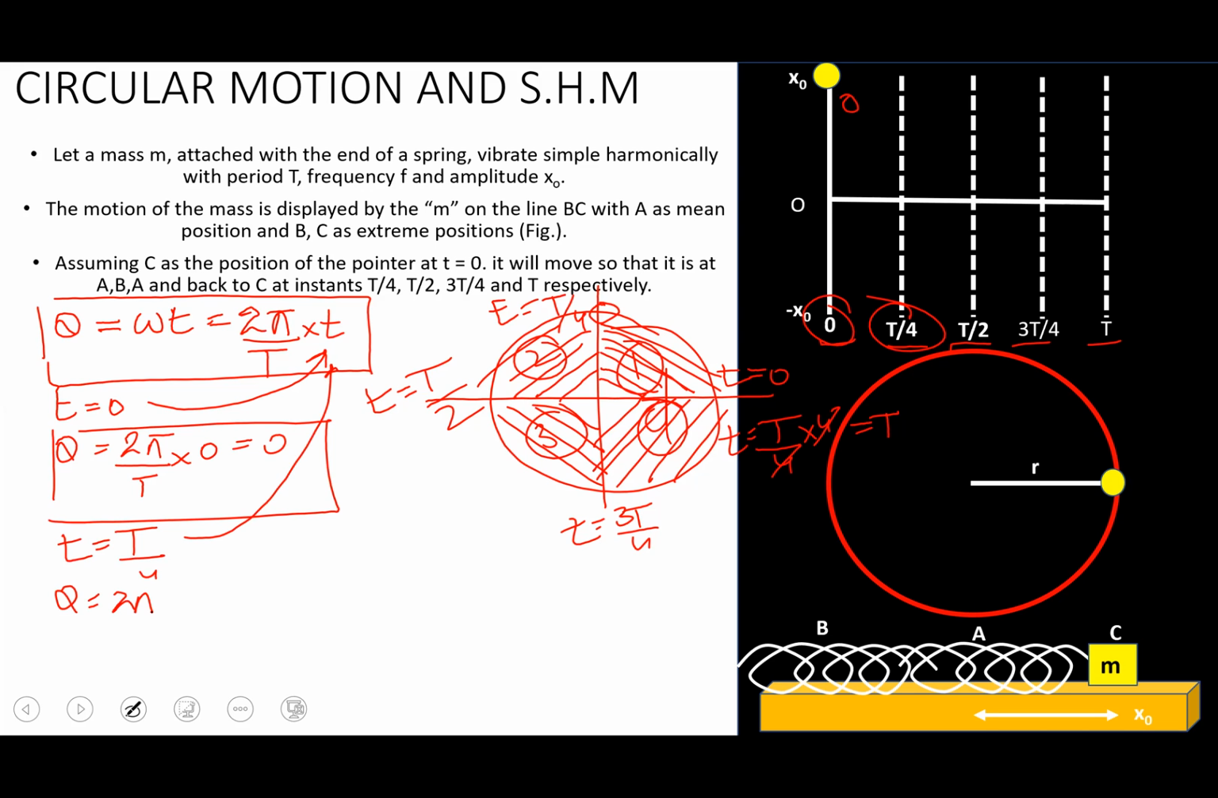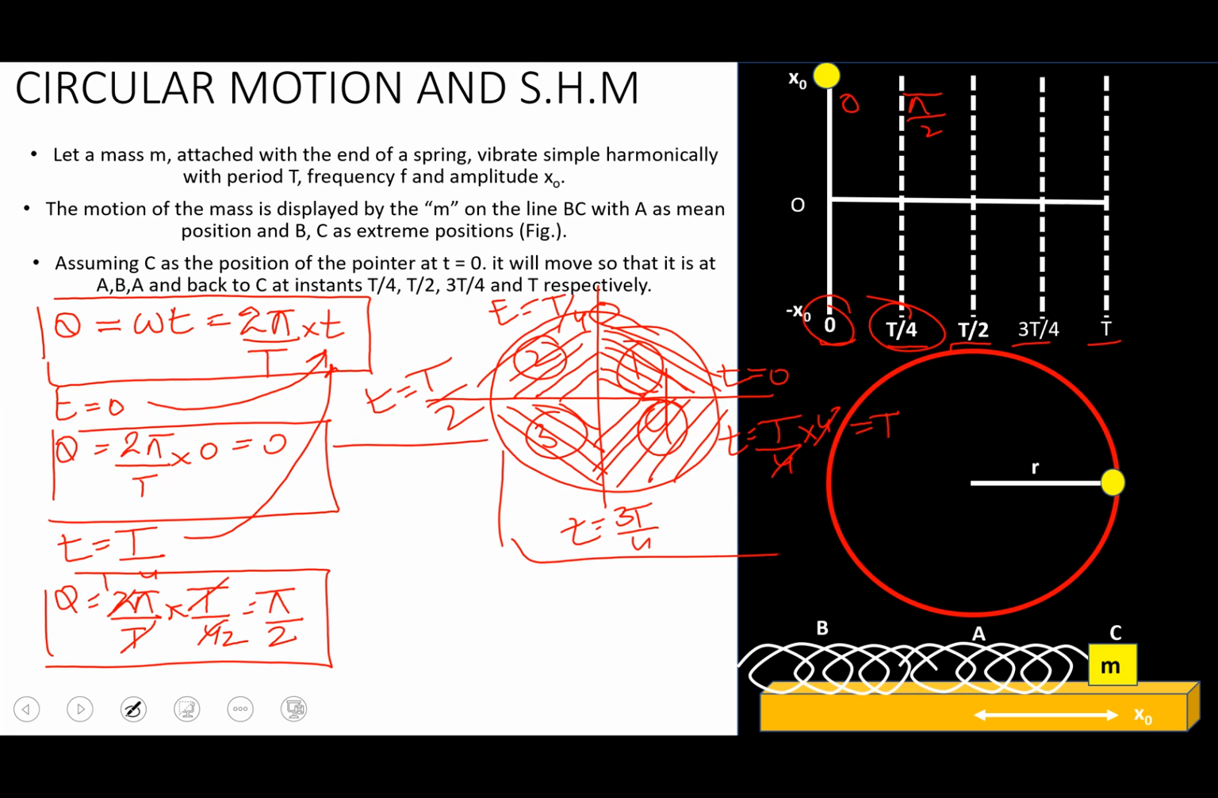is equal to 2 pi divided by T multiplied by T by 4. So this T cancels out with this T. 1 twos are 2, 2 twos are 4, so it is equal to pi by 2, or 90 degrees, we can say. So theta at time T by 4 will be equal to pi by 2.